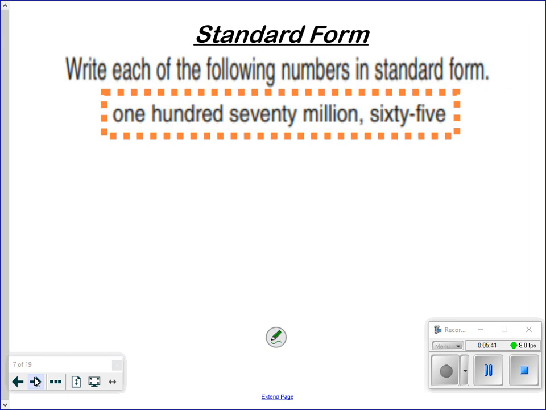170,000,065. Well, that's a fun one. Let's write this first one. 170 million.